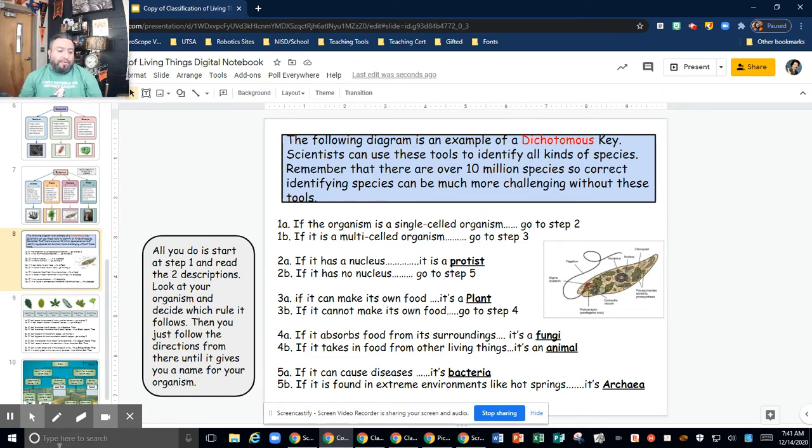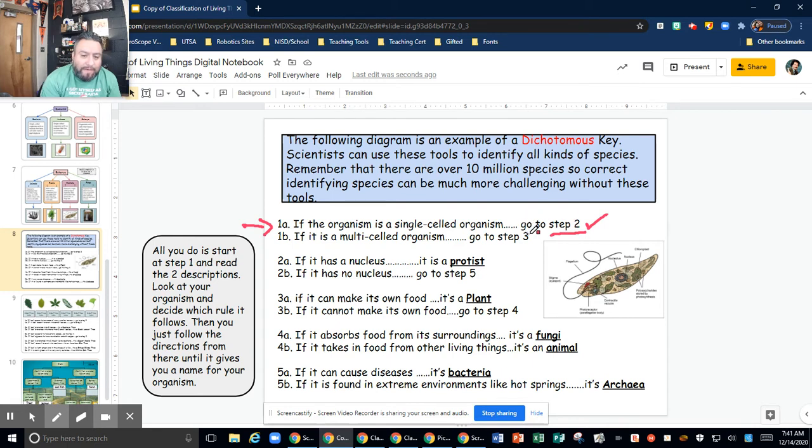And the cool thing about a dichotomous key is, even if you don't know how to use a dichotomous key right now, which none of you should, all you have to do is follow the steps that it's asking you. So first off, you always start off at number one. You always start off at one. Is the organism single or multi-cell? Well, this is a single cell organism. I only see one cell. So we're going to go here, and it says go to step 2.